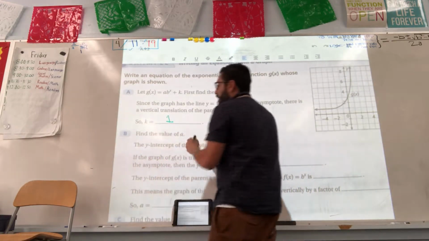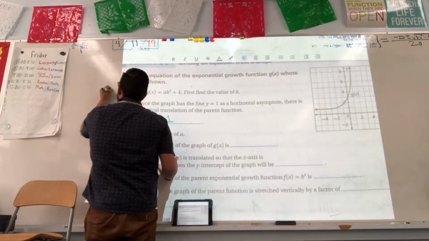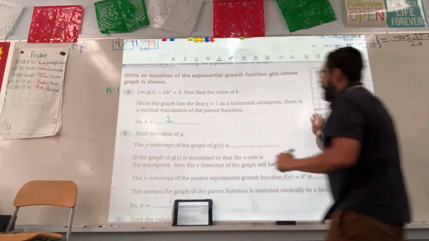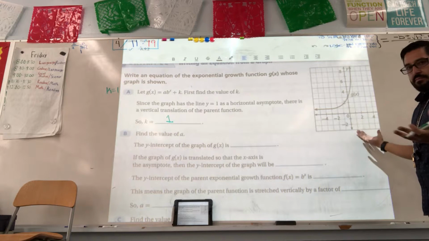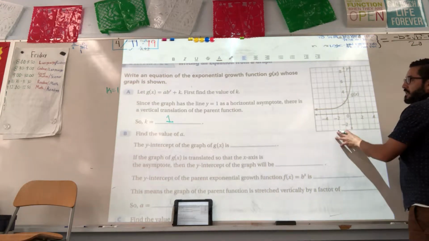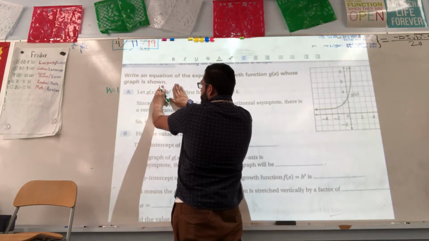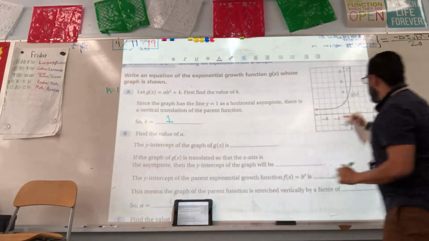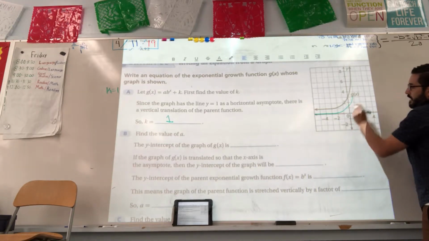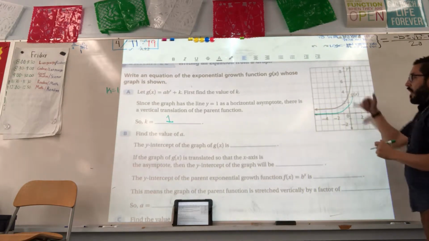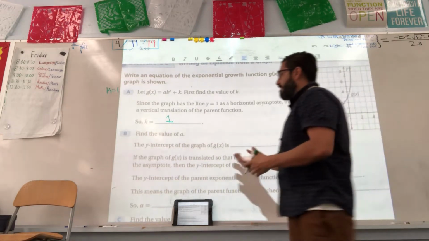So if we started with our parent function, then we would need to add 1 in order to translate it off of the x-axis and up 1. Okay? Does that make sense? In other words, if I just had my parent function, b to the power of x, it would be right here on the x-axis. In order to get off of that, we need to translate it up 1, and that's where our value of k is. Okay? Now we need to find the value of a.